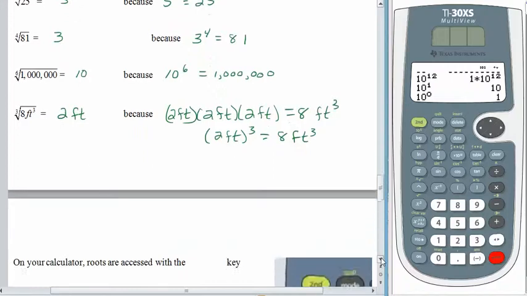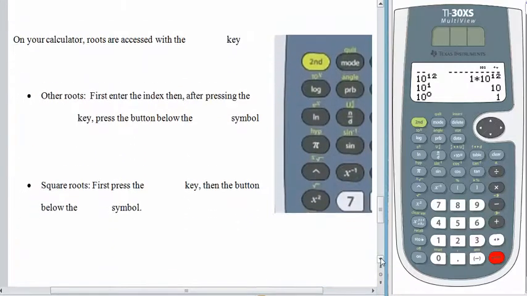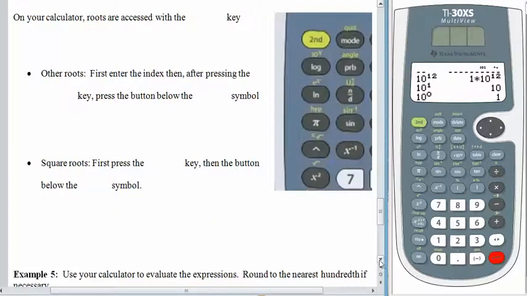All right, let's try some with the calculator. So on our calculator, roots have a couple of different keys, but each time they're written on the calculator in yellow. So the first one we might use here is the square root, right above the x squared button, and the other roots are here where the index is identified with this little x. So we have to first use the second key. The second key is way up here on the top left portion of your calculator. We'll see it over here.